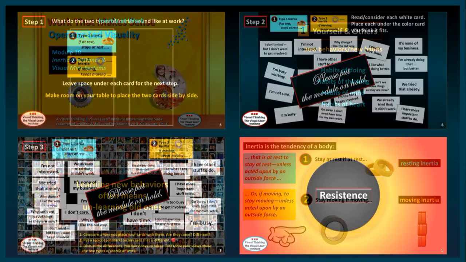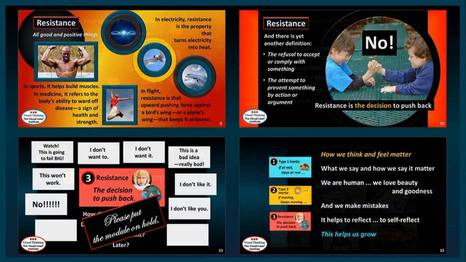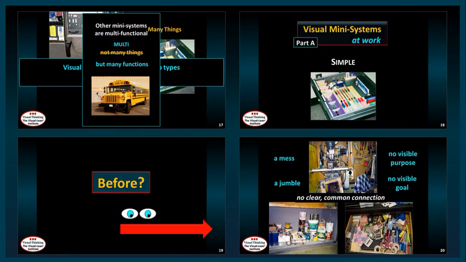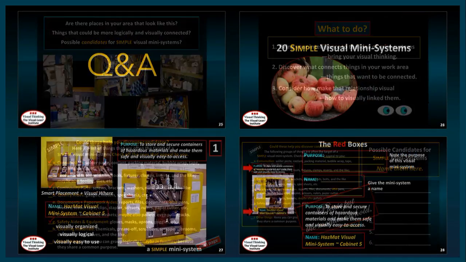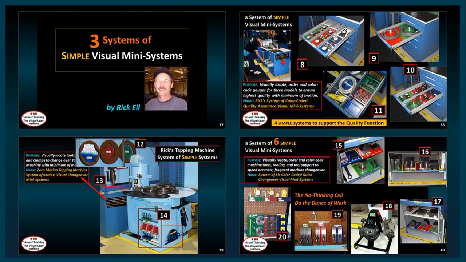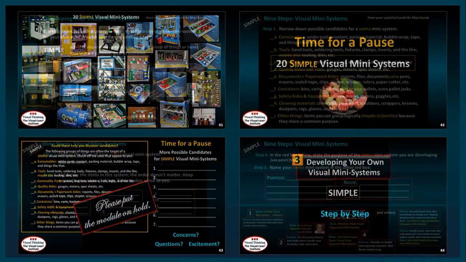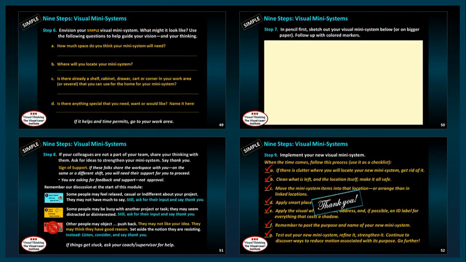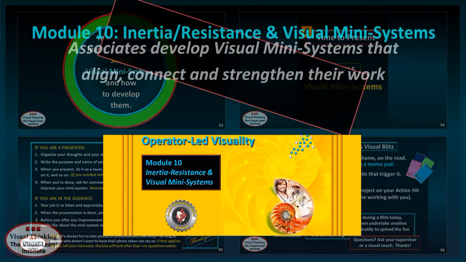The 57 fully animated, fully narrated slides in Module 10 provide associates with a chance to sort through feelings they observe or feel related to the visual conversion underway. And then they roll up their sleeves and develop hands-on visual mini-systems that align, connect, and strengthen.